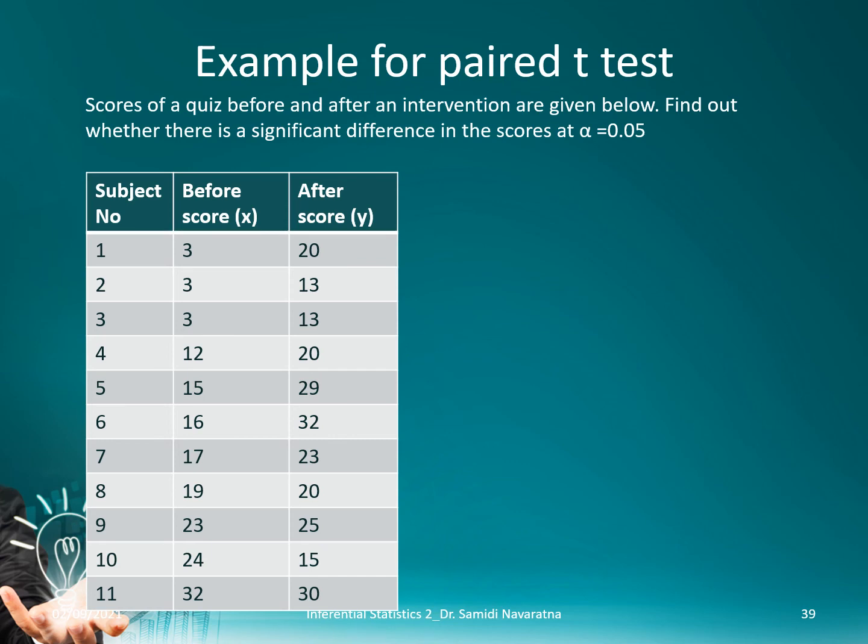Example for hypothesis testing using paired t-test. Scores of a quiz before and after an intervention are given below. Find out whether there is a significant difference in the scores at alpha equals 0.05. In the table given here, for each subject, the before score and the after score is given and is matched. The same row gives the before score and the after score.